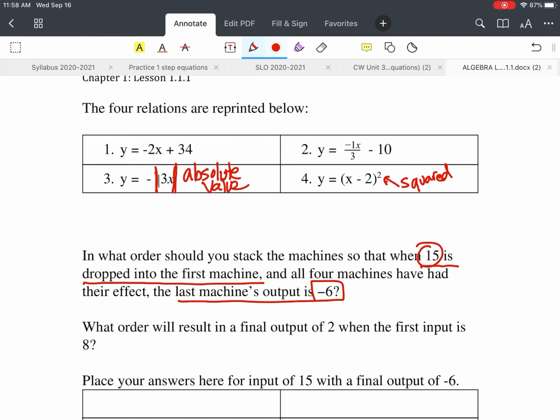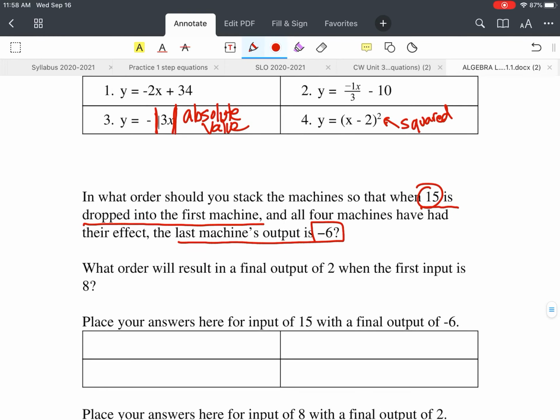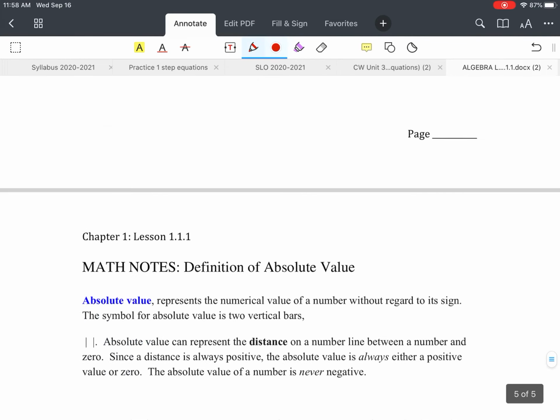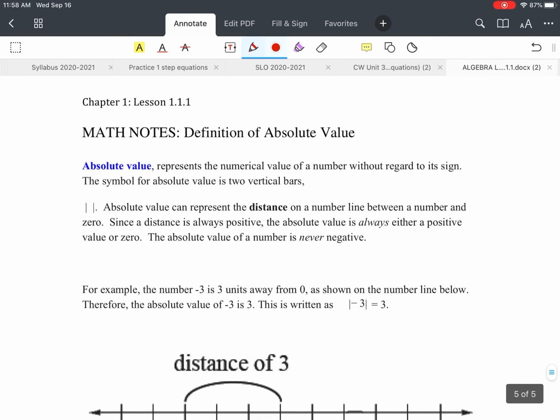That means the 4th machine that we do, we get a -6. So before we do that, I want you to go into the last page here where it says math notes. And we're going to talk about the definition of absolute value because one of those problems does have an absolute value. And it says absolute value represents the numerical value of a number without regard to its sign. The symbol for absolute value is 2 vertical bars. This is what you need to know.